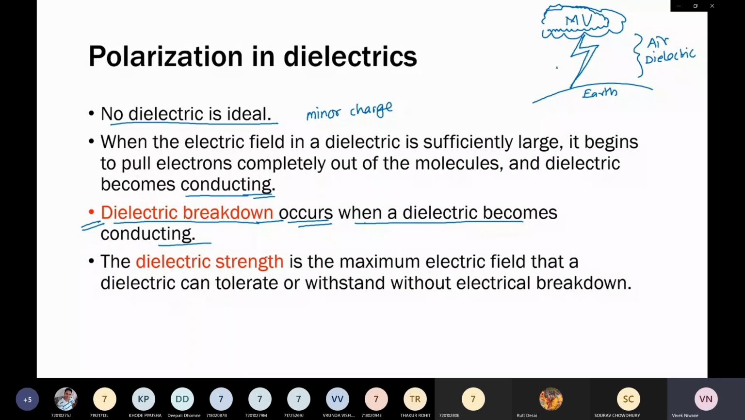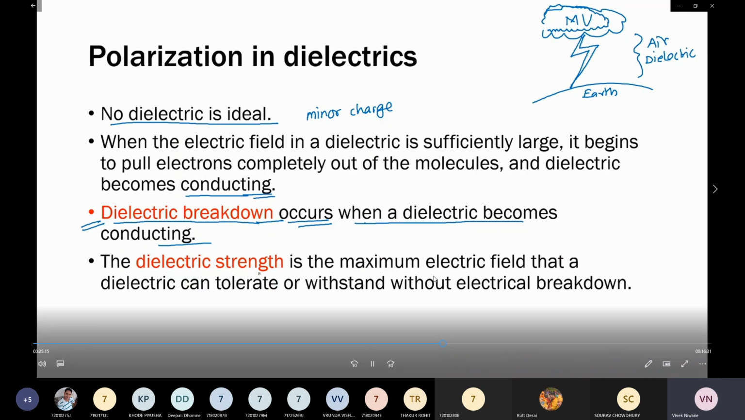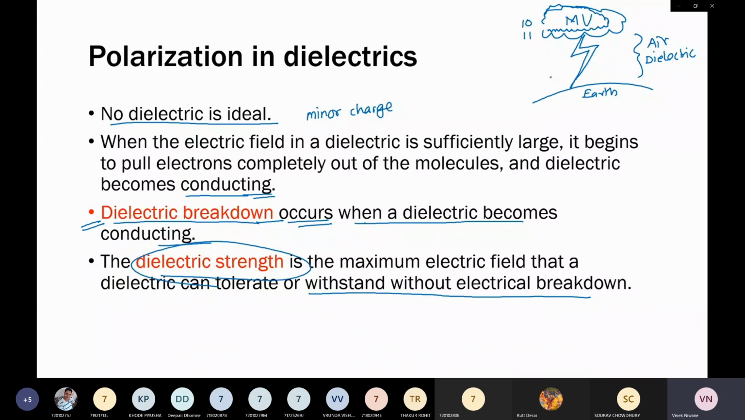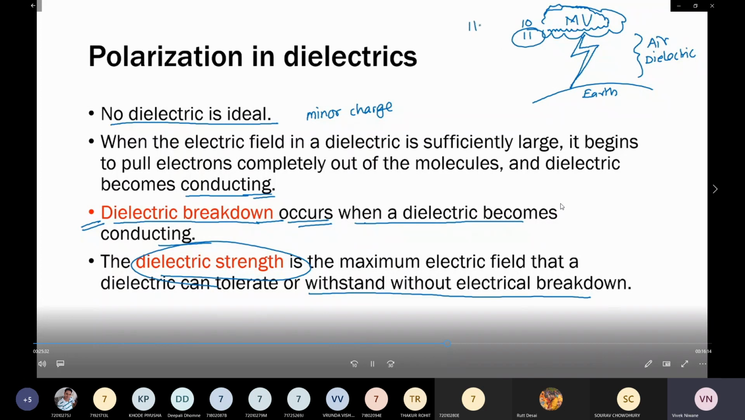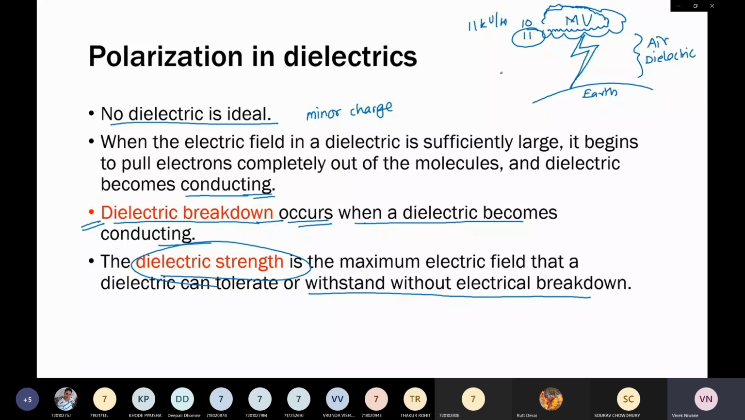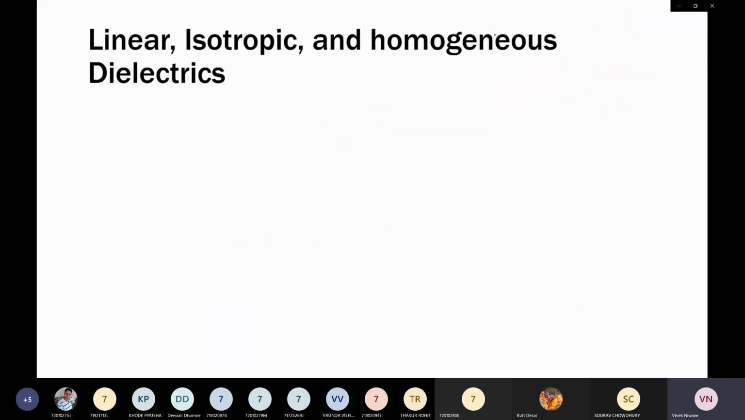The dielectric strength is the maximum electric field that a dielectric can tolerate or withstand without electrical breakdown. What is its strength? If you apply 10 mega volts here, will lightning happen? No. Okay, fine. If you apply 11 and lightning happens, it means this 11, let us say kV per meter, is your dielectric strength. This is just an example. Then we have different types of dielectrics as well, depending upon their nature.